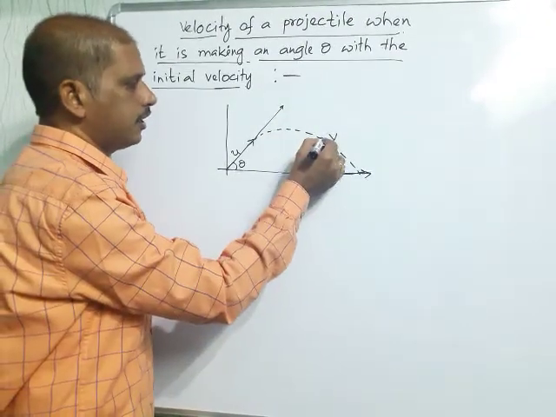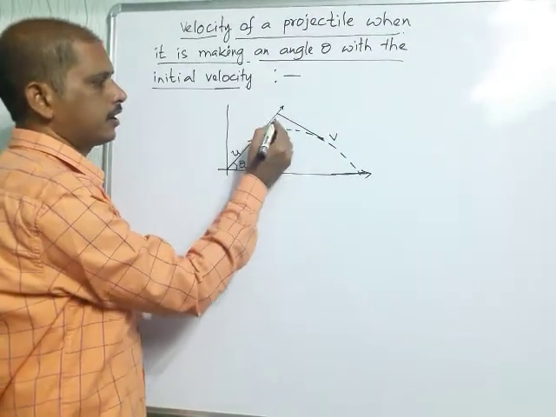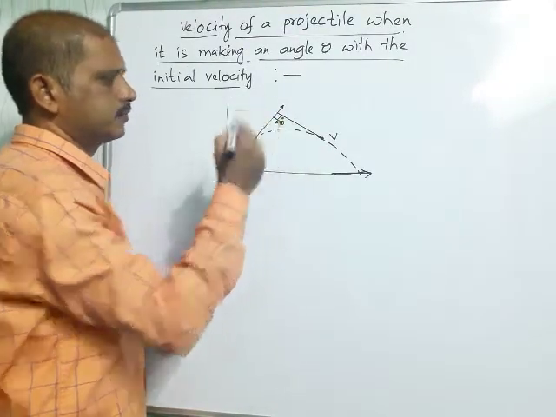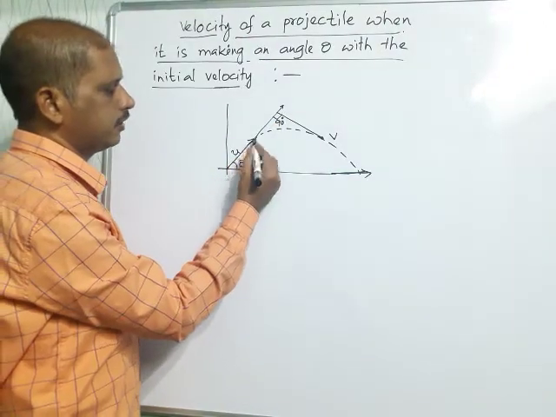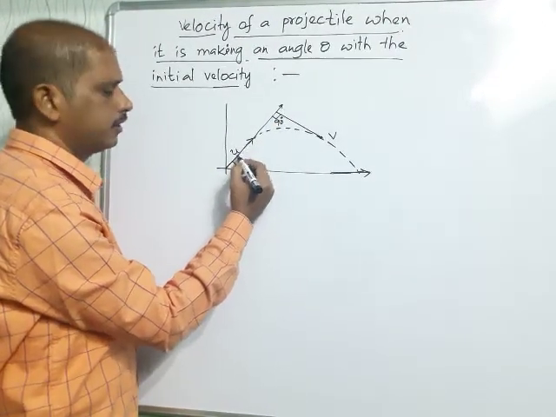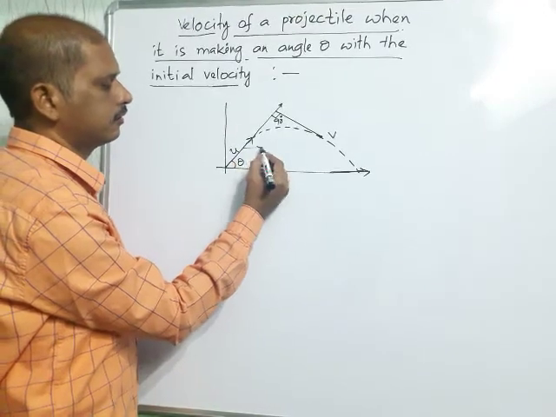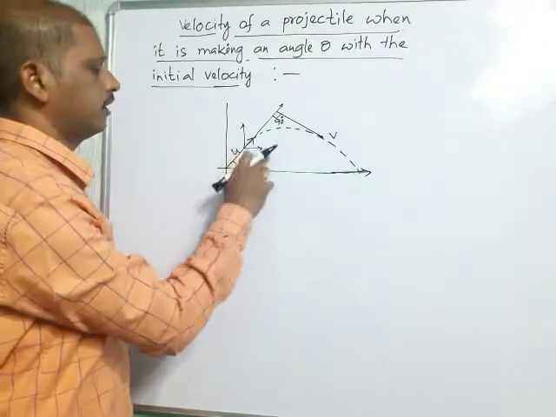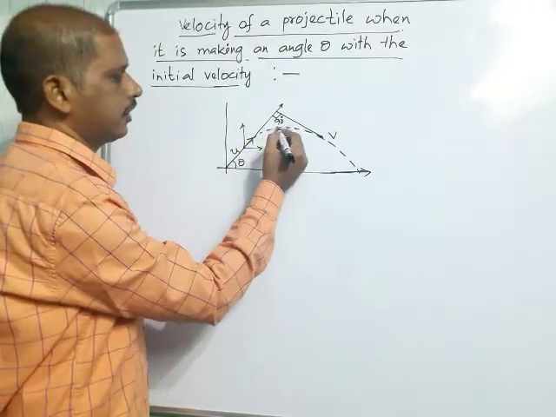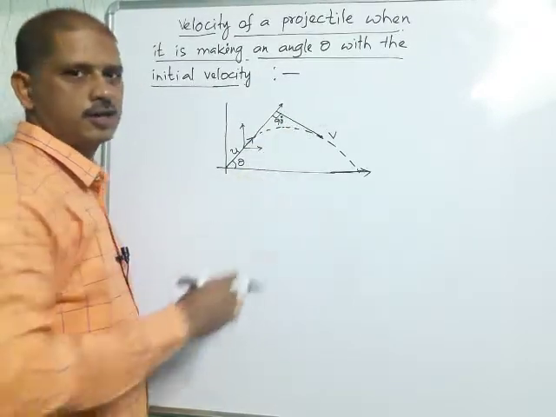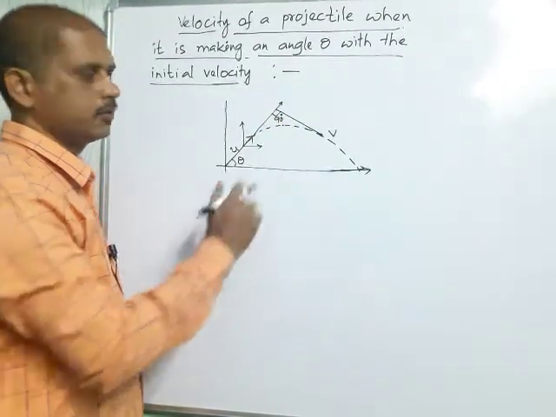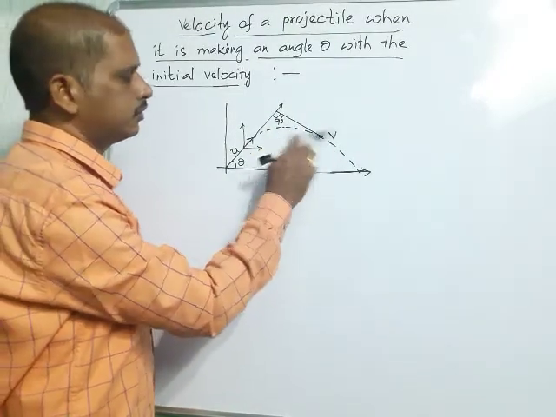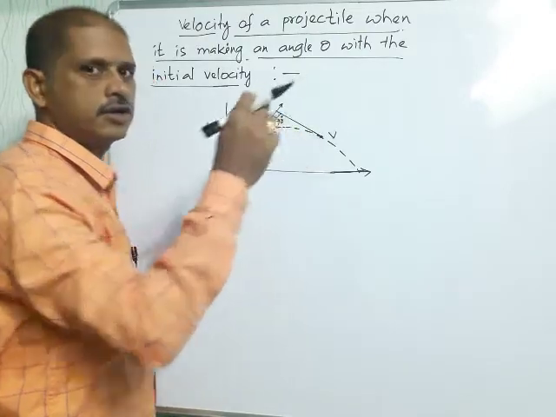If this velocity direction is making 90 degrees angle with initial velocity, so this is 90 degrees. See here, when the projectile is moving here, it is having horizontal and vertical velocities. Here also when it comes here, it is having only horizontal velocity, because vertical velocity will be 0. Again when it is coming down, it is having vertical velocity. So this horizontal velocity is converted into vertical velocity.